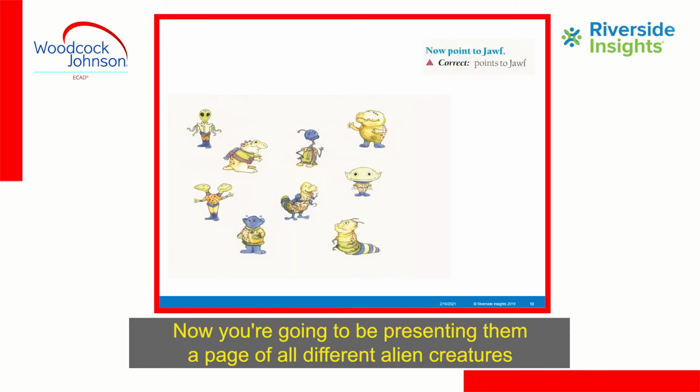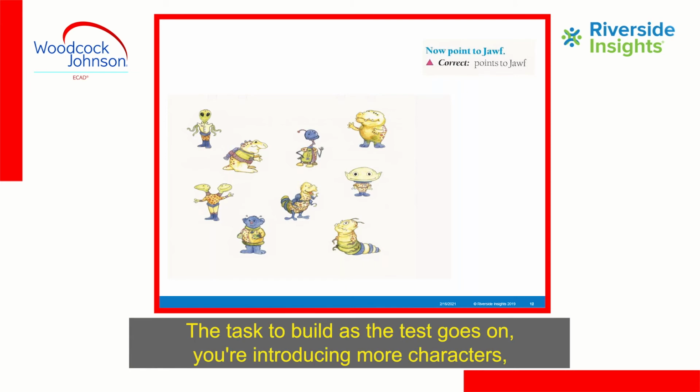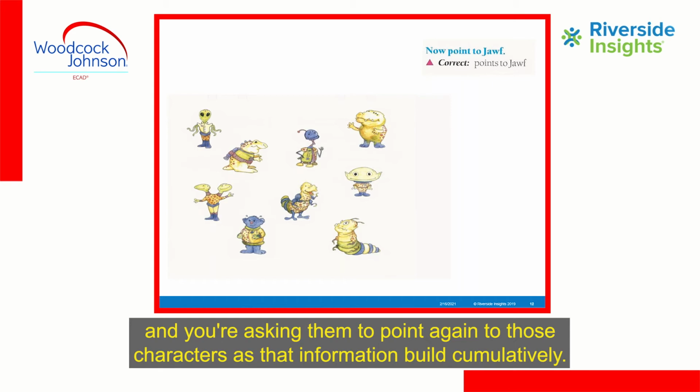Now you're going to be presenting them a page of all different space alien creatures and asking them to now point to Joss. The test builds. As the test goes on, you're introducing more characters and you're asking them to point again to those characters as that information builds cumulatively.